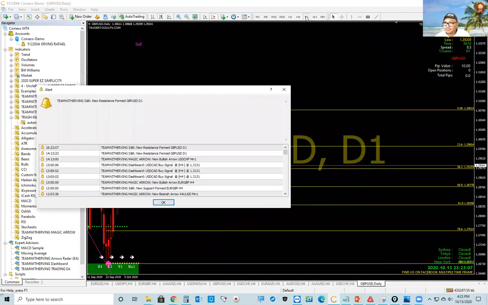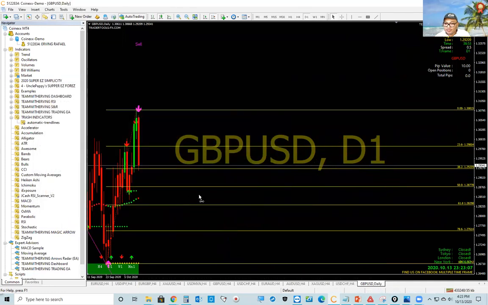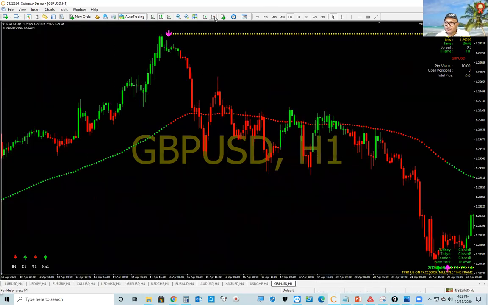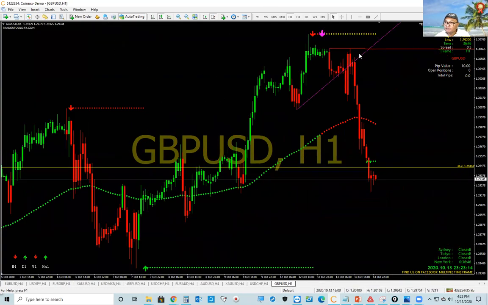Let's take a look at what it would look like if we had used the daily here. Look here, the daily looks weird. Let's go to 1 hour. Let me take this off. Look here, this is perfect. This is a gorgeous example.